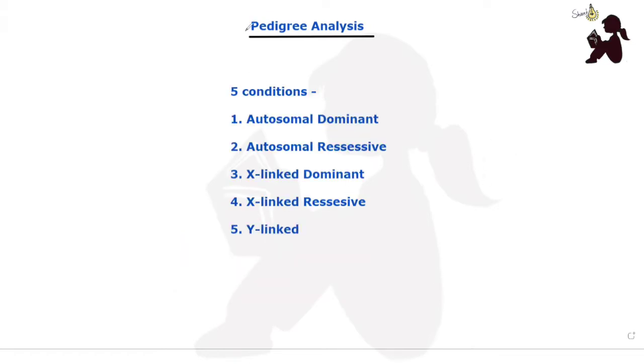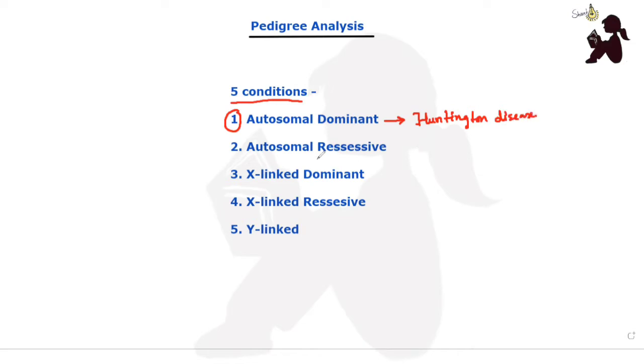Now, in the questions of pedigree analysis, five types of conditions may be possible. The first one is the autosomal dominant condition, for example, the disease called Huntington disease.